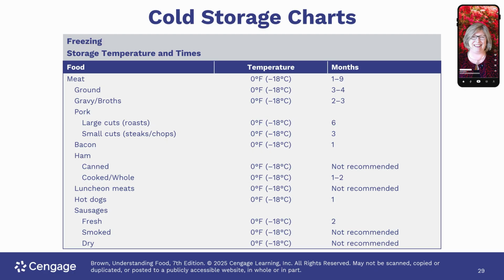Bacon, you can freeze for up to a month. Cooked whole ham, 1 to 2 months of frozen temperature. Luncheon meats, not recommended. Hot dogs can be frozen for up to a month. Sausages, fresh, smoked, and dry. You can freeze fresh sausages up to 2 months, but smoked and dry is not recommended.